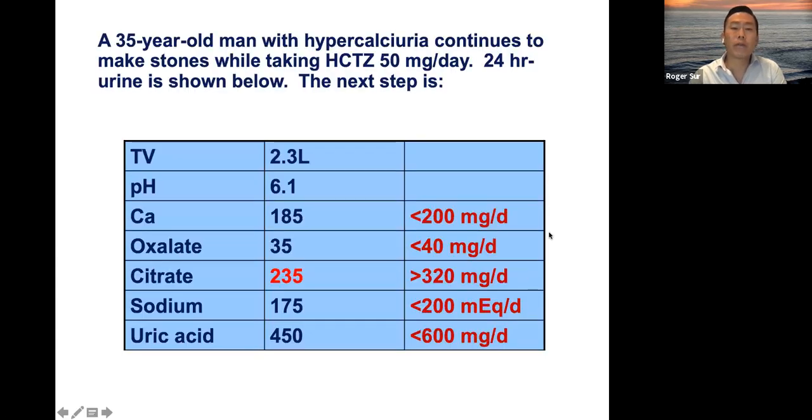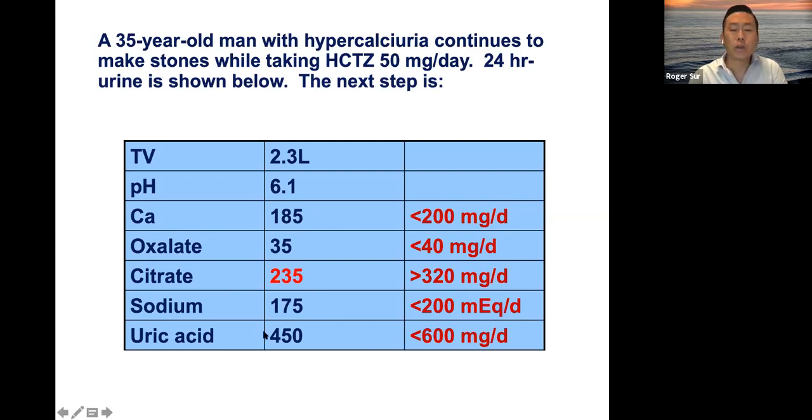So here's a 35-year-old man with hypercalciuria. He continues to make stones despite taking 50 milligrams of HCTZ. Let's look at his 24-hour urine. What we see is, all right, his hypercalciuria is treated, so HCTZ is working. But like I said, we've created this hypocitraturia iatrogenically, and you've repeated the 24-hour urine. That's how you know that, right?